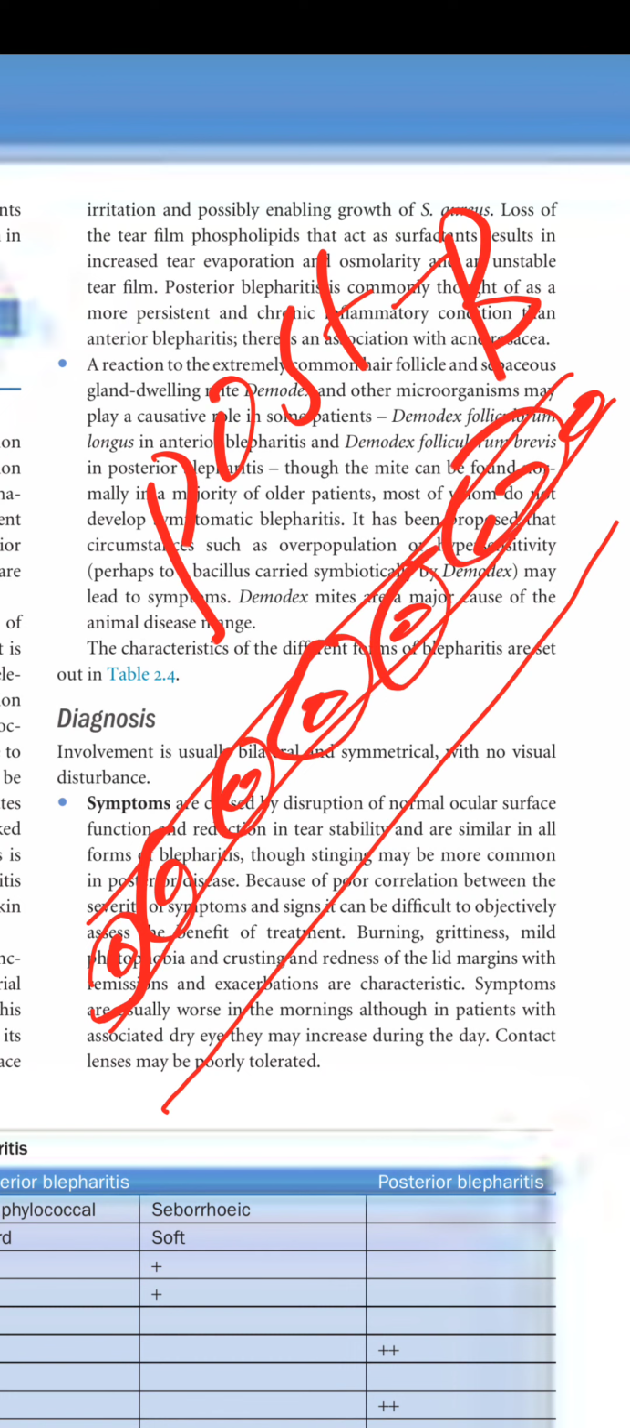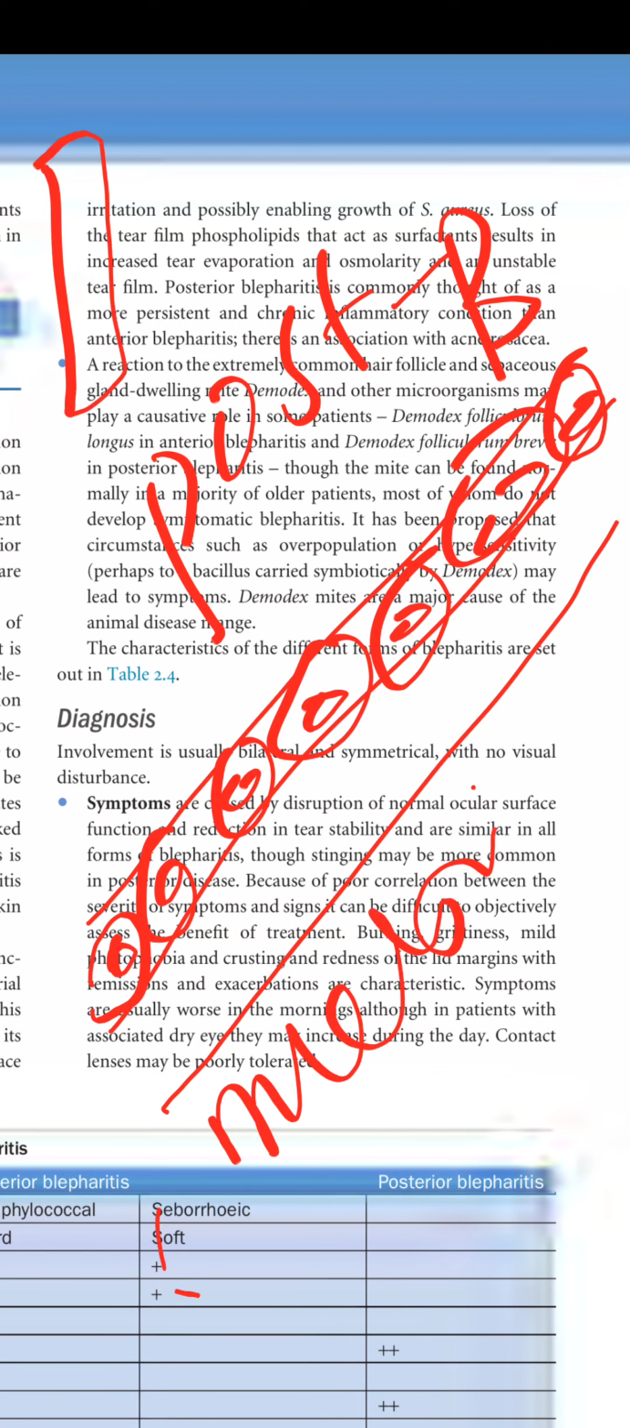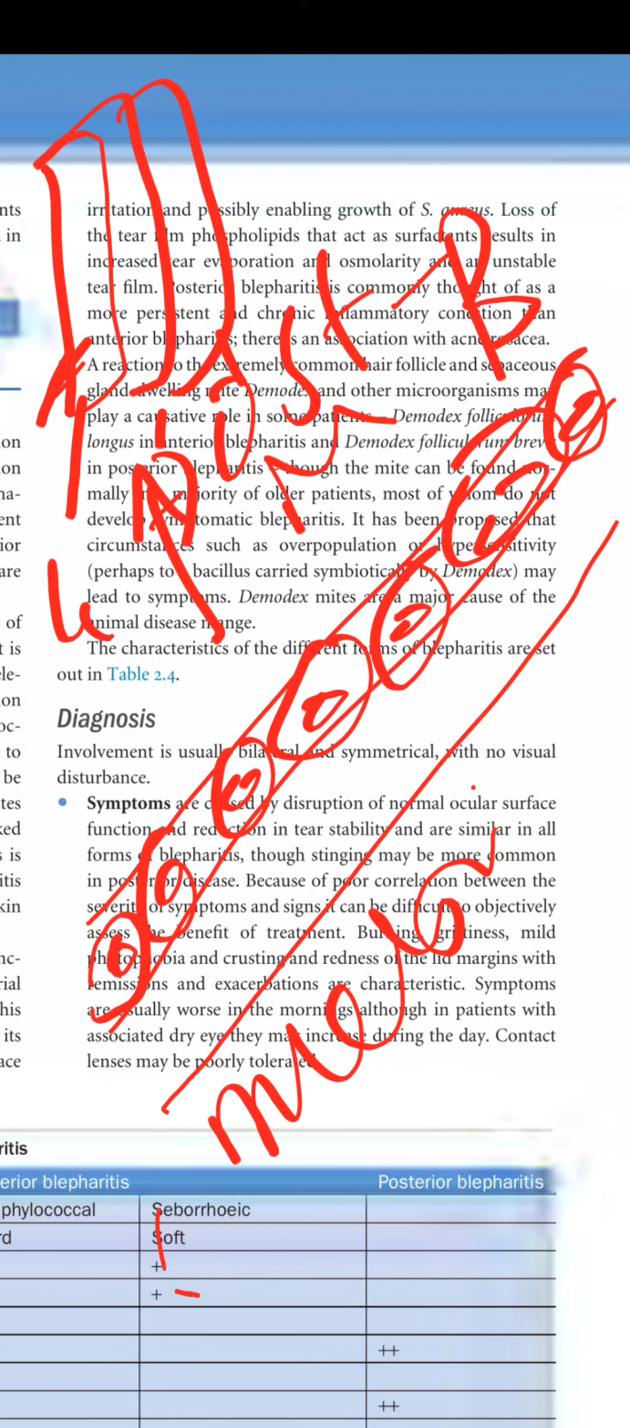Basically, the meibomian gland has the function of producing the meibum, or lipid layer, of the tear film. You know that the tear film has three components: the lipid layer, the aqueous layer, and the mucin layer. The lipid layer is produced by the meibomian gland. So when this layer is deficient, what will it cause? It will cause increased evaporation of the aqueous layer of the tear film, and it will cause tear film dysfunction, and there will be dry eyes associated with the blepharitis.